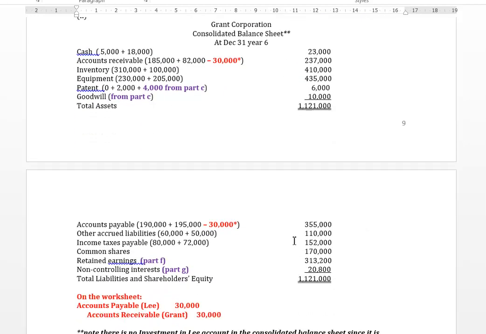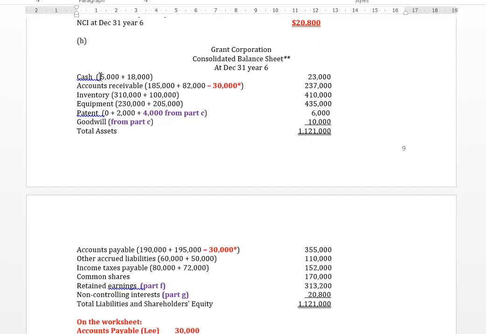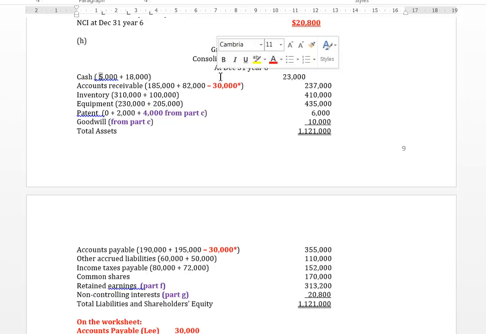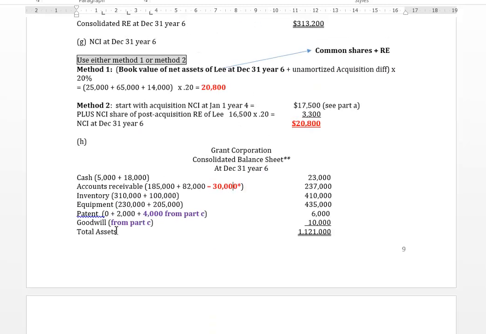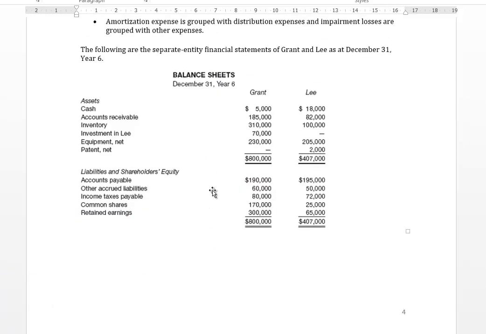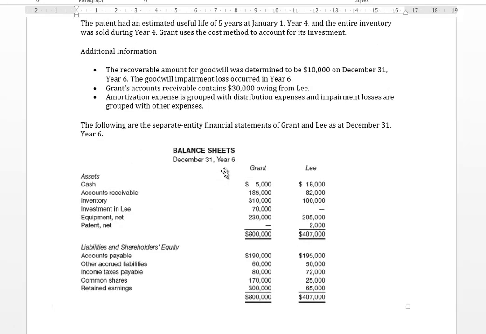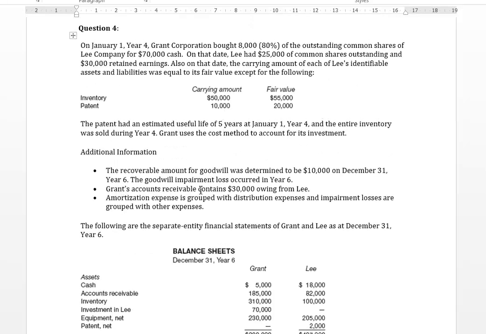So with the consolidated balance sheet here, we're going to start with cash. Now again, there was no change and no adjustments. We take the cash of the parent Grant and add it to Lee's cash, and we're going to get 23,000 there, right? Now we're going to take the accounts receivable of Grant, add Lee's to it. But don't forget, earlier in the question, if you go back to that, they said something about the receivables being intercompany. Yeah, it says Grant's receivable contains 30,000 owing from Lee.